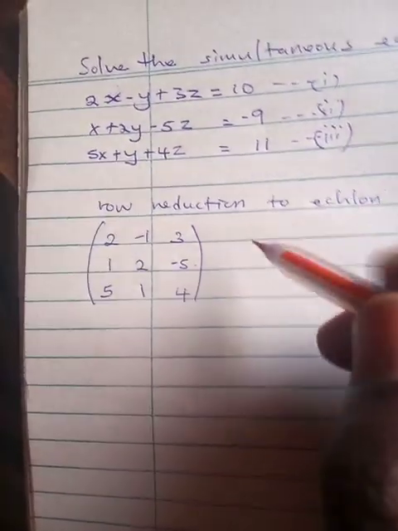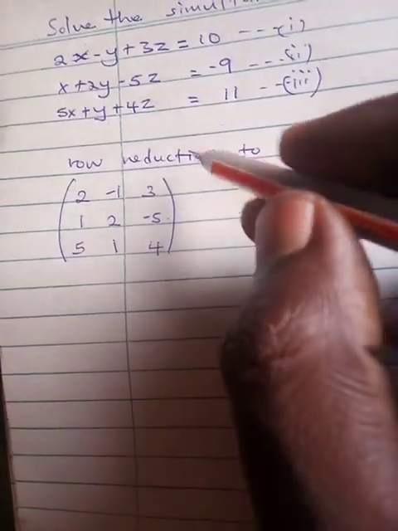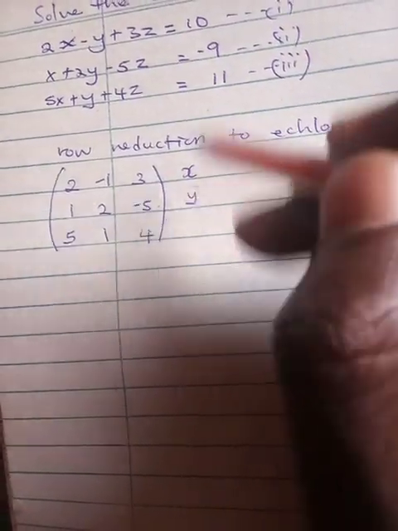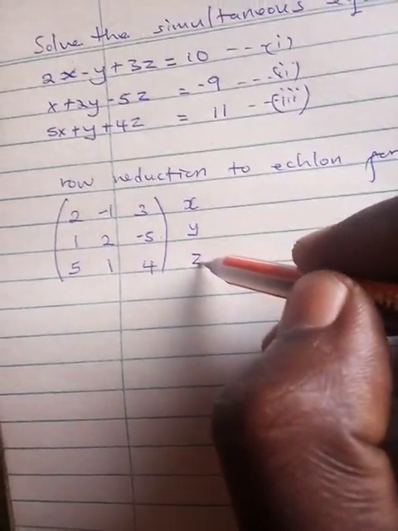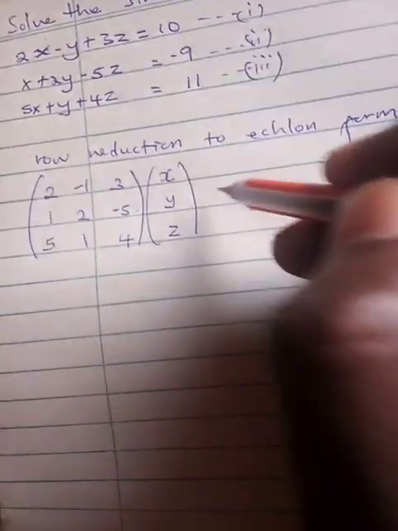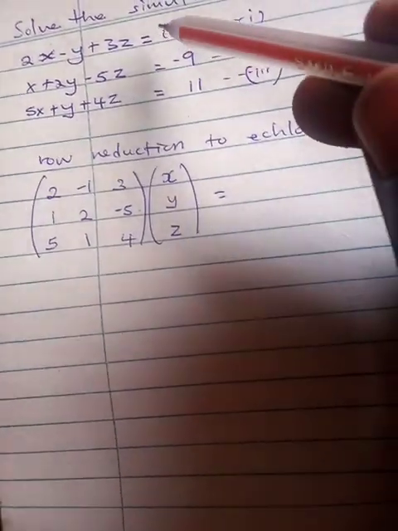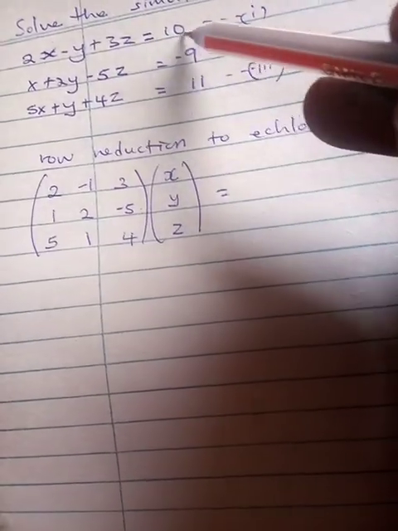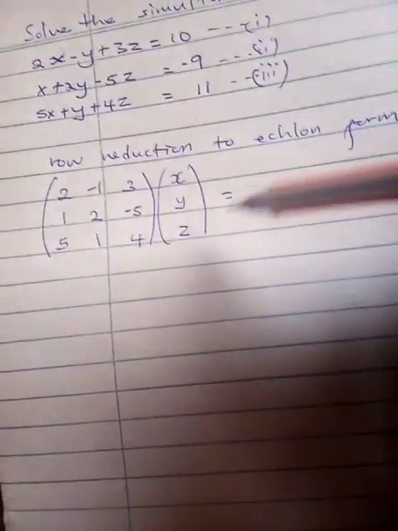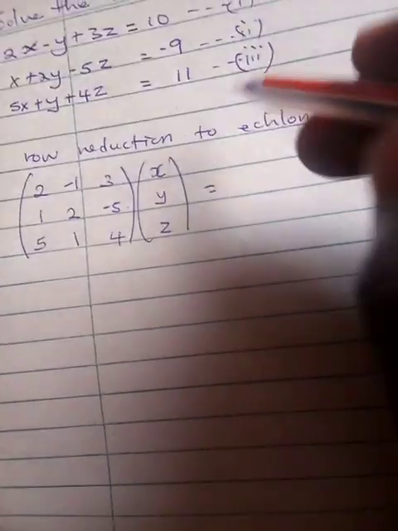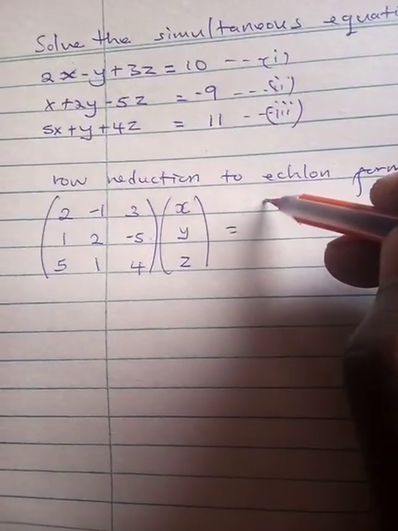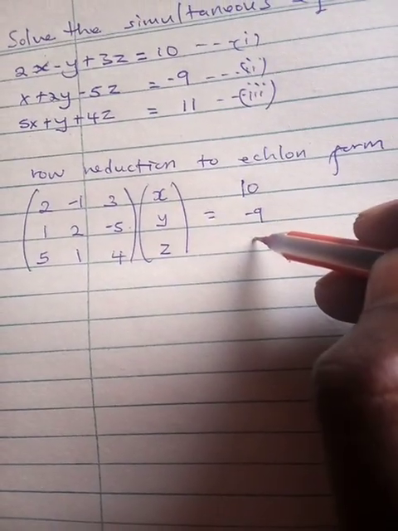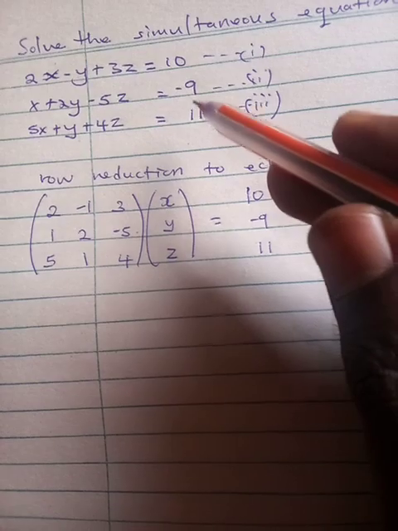Then this matrix will be followed by the unknowns themselves, beginning with x, which was the first one, followed by y, followed by z. You see? This one is a matrix of the unknowns. Now we shall form a matrix of these answers on this side. So it will be 10, negative 9, then 11, the way they are here.